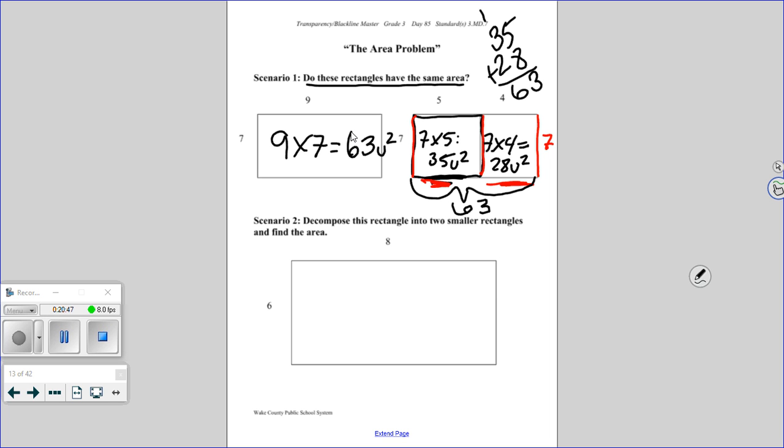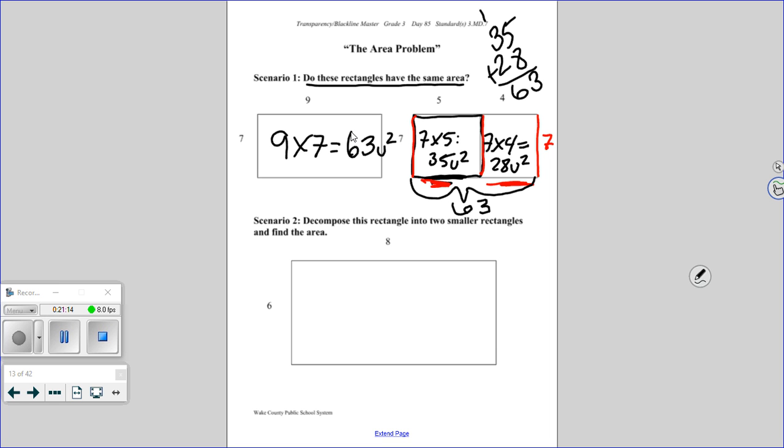Just divide it into equal groups. Well, 5 and 4 are equal. You're on the right path, though. Ashlyn? You would do the 7 by 5, and then you do the 7 by 4, and then you would put those together, and that would be 63. So they both would have the area of 63.